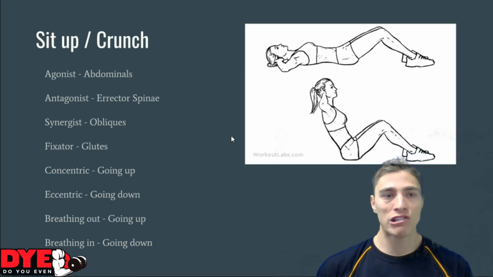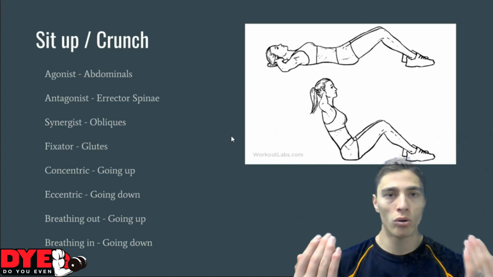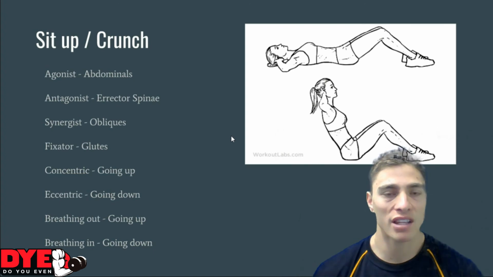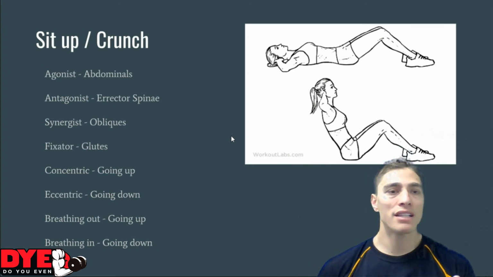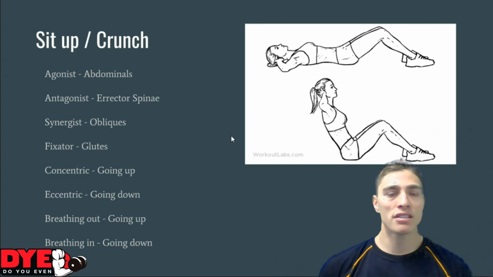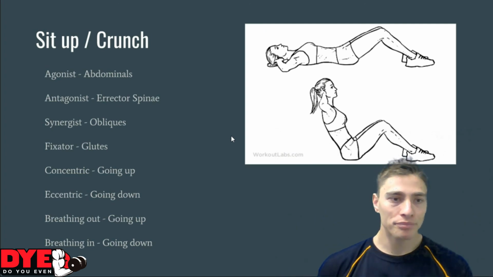A sit-up or a crunch. So agonist, abdominals. A lot of people say, what's your agonist for this? Oh, core. Please remember that your core is around your whole midsection. But the muscles that cause flexion at the trunk are your abdominals. Antagonist, opposite, your lower back, so erector spinae. Synergists are your obliques, so your obliques are on the side of your abdominals.